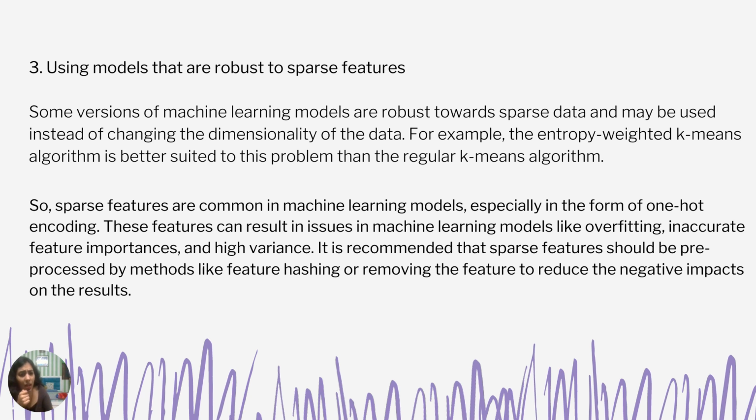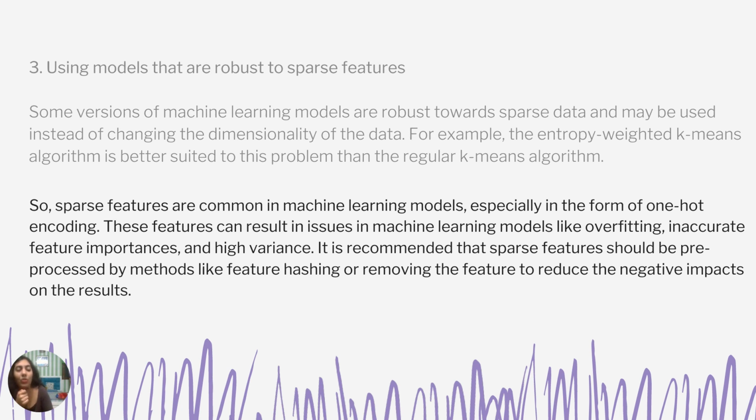So, sparse features are common in machine learning models, especially in the form of one-hot encoding. These features can result in issues in machine learning models like overfitting, inaccurate feature importance, and high relevance. So it is recommended that sparse features should be pre-processed with methods like feature hashing or removing the feature to reduce the negative impacts on the results.